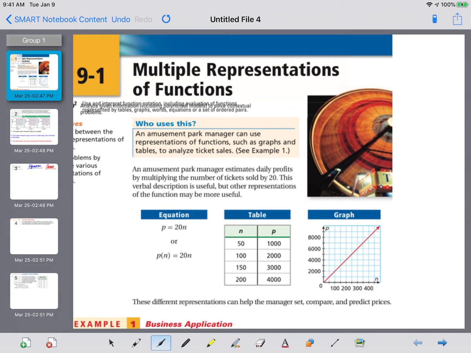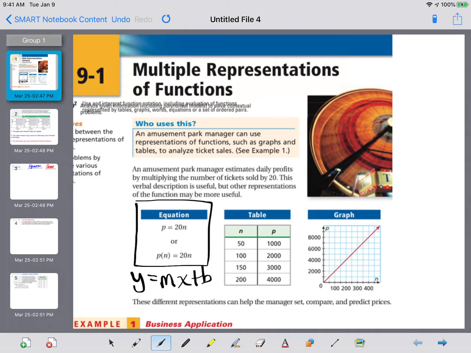Welcome to this lesson where we are going to discuss multiple representations of functions. Functions can come in many different ways. We could use an equation to represent a function. An equation that we typically see is our slope-intercept form. We have y equals mx plus b. We'll touch on that later.